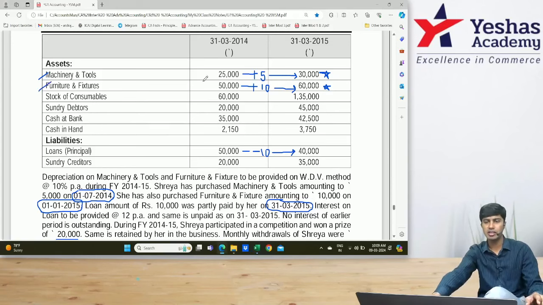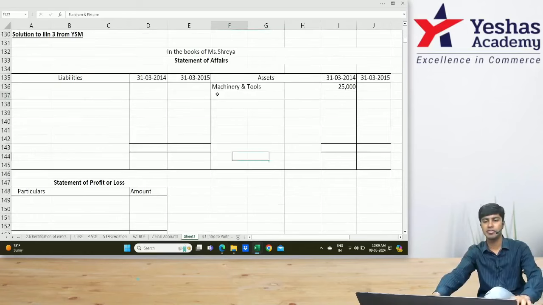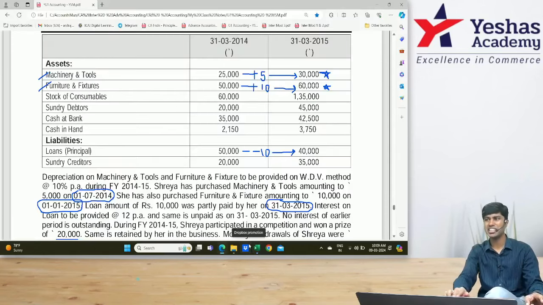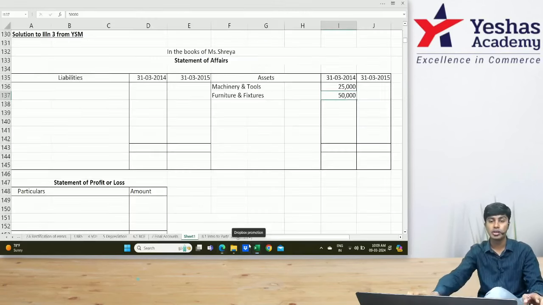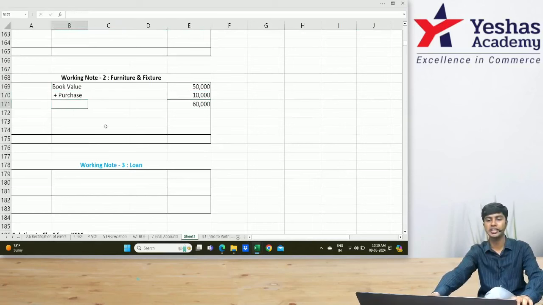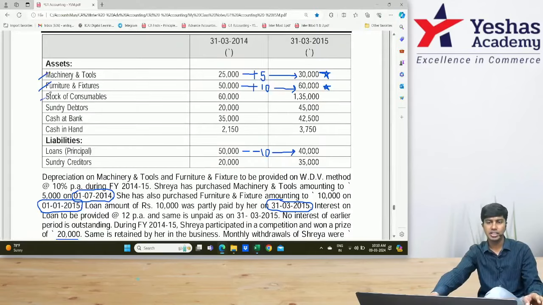Then furniture and fixtures, how much? 50. I'll write it in my statement of affairs. Closing, 60 is there, but 60 is before depreciation. We can't write it directly. What should we do? Working note. Let me write in my working note. Furniture and fixtures, book value 50, purchase 10, closing 60. Correct? Everyone? What's after that? Stock.